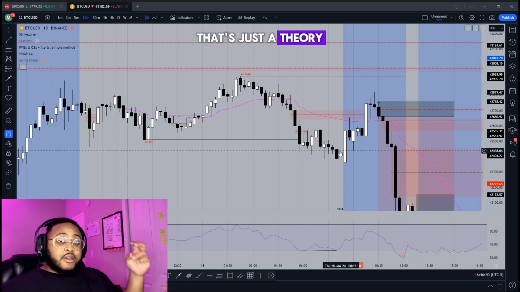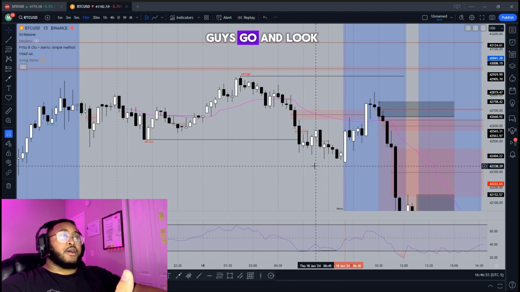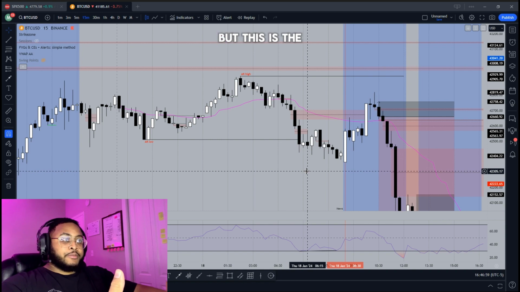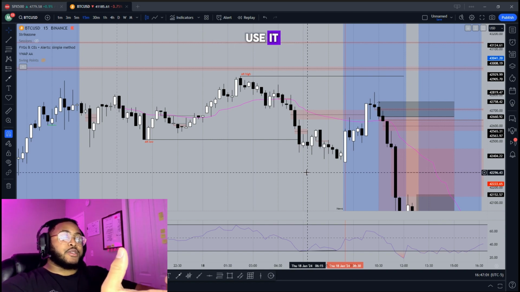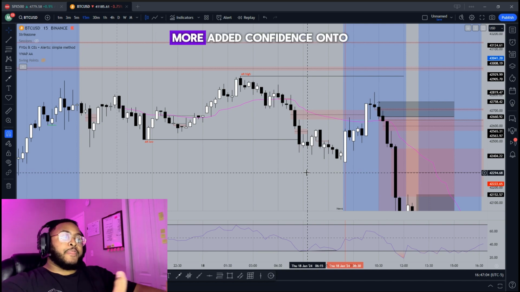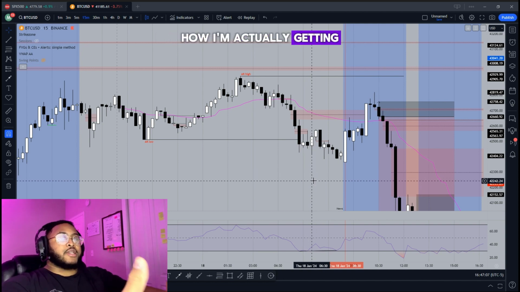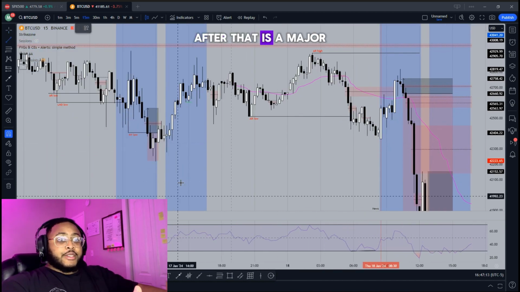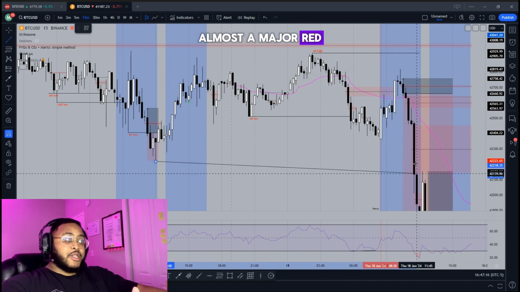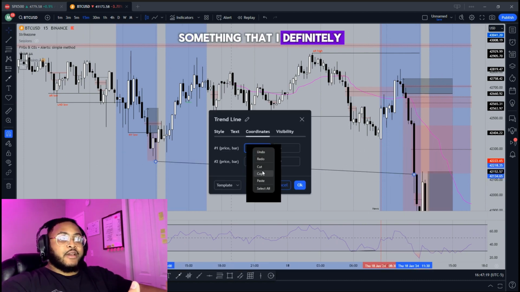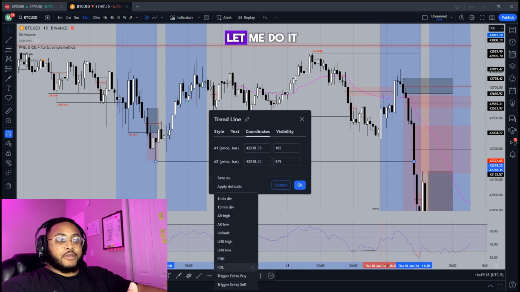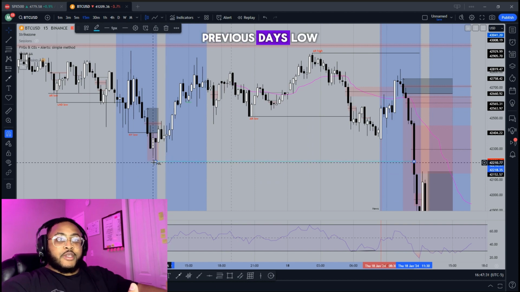Like I said, that's just a theory. If you guys want to go into it more, I recommend you go and look up ICT's fair value gaps to understand it more. But this is the main reason why I use it. It adds another added probability, a more added confluence onto how I'm actually getting to my trades. So the next thing that I'm looking at after that is a major, I won't say a major red flag, but something that I definitely take as important, is if price action ends up breaking, if this will let me do it, previous day's low.